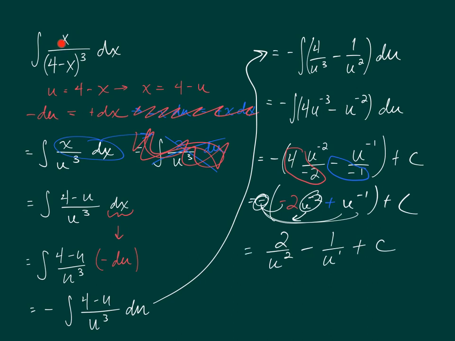Now, final step, we started with x's, we need to end with x's, and this is still in u. So we just remember way back over here that u is equal to 4 minus x, and we get to substitute that 4 minus x in for both of these to get a final answer of 2 over 4 minus x squared minus 1 over 4 minus x plus c.